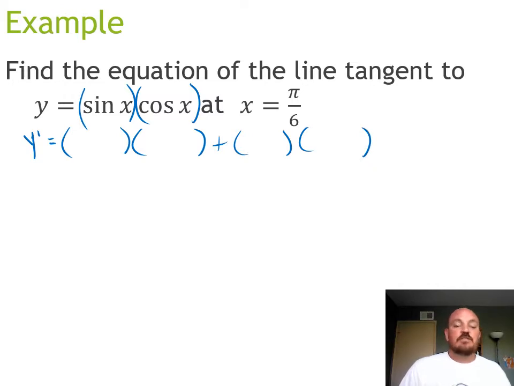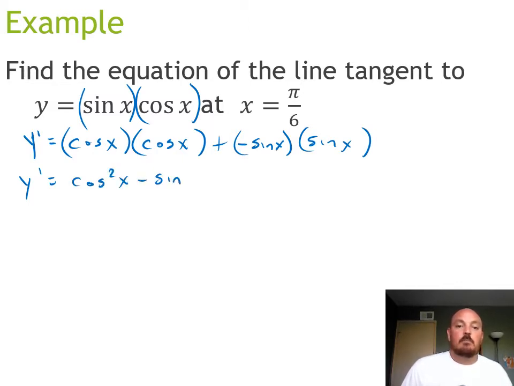Now the derivative of the first function, derivative of sine x is cosine x, we just learned that one, times the second function, which is cosine x, plus the derivative of the second function. Now the derivative of cosine x is negative sine x, times the first function, which is sine x. So we have y prime ends up equaling cosine squared x minus sine squared x.